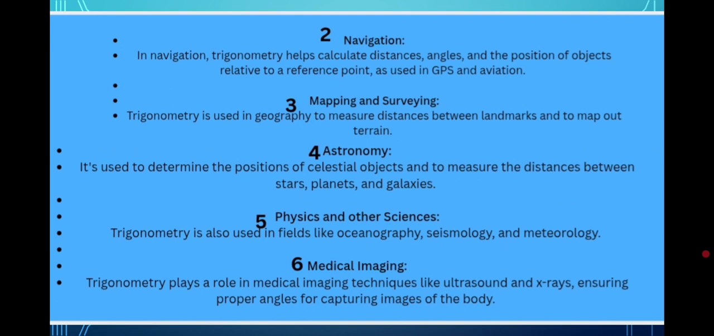Fourth is astronomy. It is used for determining the position of celestial objects and measuring the distance between stars, planets, and galaxies. Fifth is physics and other sciences. Trigonometry is also used in fields like oceanography, seismology, and meteorology. In simple words, oceanography means the study of all aspects of the oceans, like calculating the overall width and range of the ocean and the movement of waves which are created in the ocean.